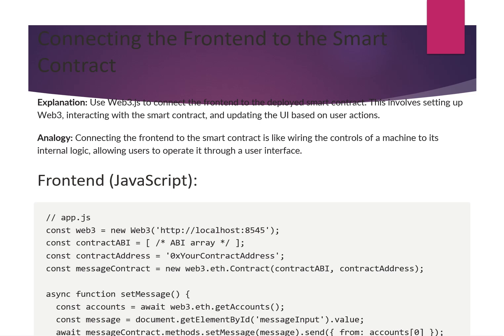Now I'll explain this code to you line by line. The first line creates a new instance of Web3 and connects it to a local Ganache blockchain running on port 8545. The next line defines the ABI, application binary interface, of the smart contract, which is a JSON array that describes the contract's methods and events. Replace the ABI array with the actual ABI of your contract. The next line sets the address of the deployed smart contract. Replace this contract address with the actual address of your contract. And the next line creates a new contract instance with the ABI and address of the message contract.